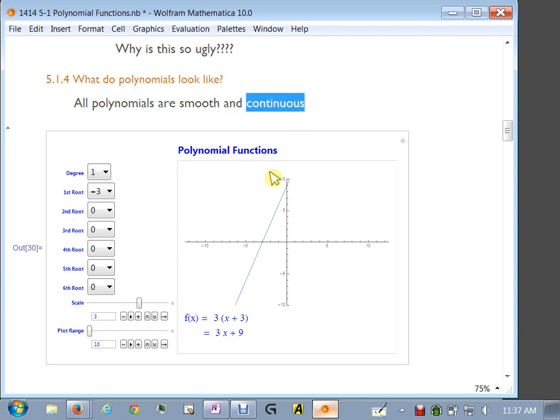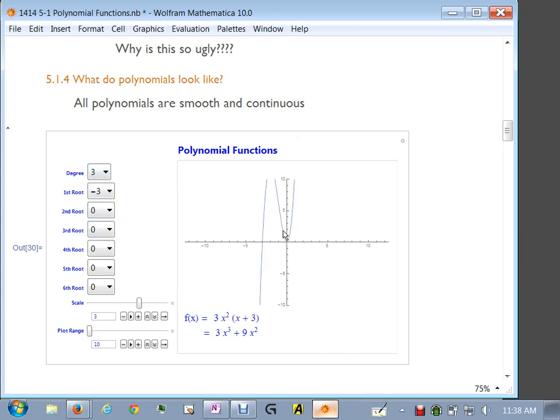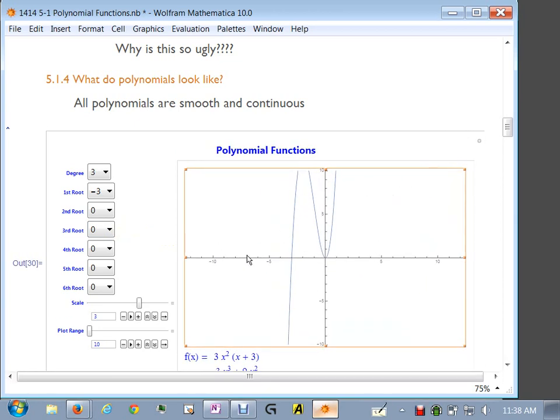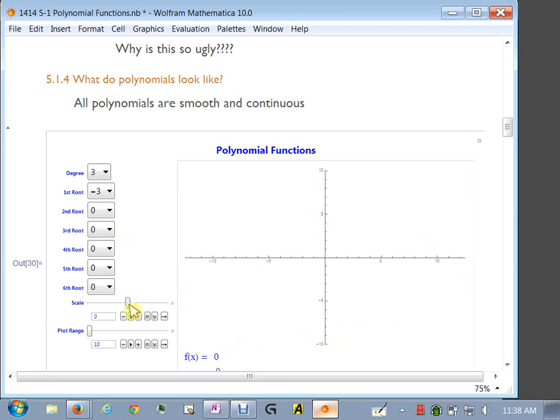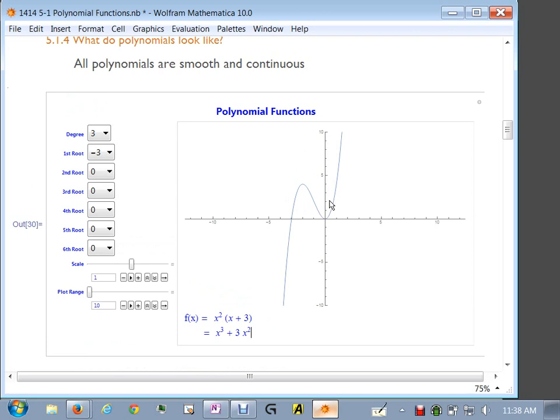All right, so let's see a third-degree polynomial. There's a third degree. Let me scale this back. There's an example of a third-degree polynomial. Notice in this particular one, it looks like it touches right here, and it looks like it crosses through the x-axis here. This is the actual function right here: x cubed plus 3x squared. That's what its graph looks like. Smooth and continuous? Yeah? Let's go with the 4th-degree polynomial.